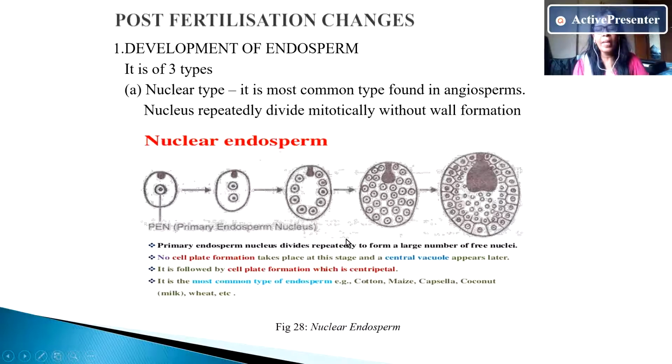So the primary endosperm nucleus divides repeatedly to form a large number of free nuclei. No cell plate formation takes place at this stage and a central vacuole appears later. It is followed by cell plate formation, which is centripetal. It is the most common type of endosperm. Examples: cotton, maize, capsella, coconut, wheat, etc. So this is the nuclear type of endosperm.